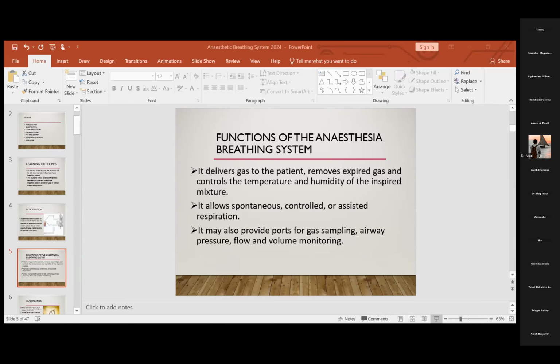You are not on slideshow, Prof, sir. Maybe if you put it on slideshow. Oh, now what to do? Are you seeing the functions of the anesthesia breathing system? Yes, Prof. Okay, fine. This is where I am. We didn't see the outline. This is the outline. Can you see it now? No, Prof, it's not moving. James, what's happening today? I think they are saying that from the first slide, you are now on the fifth slide. They have not seen the second, third, and fourth slides.